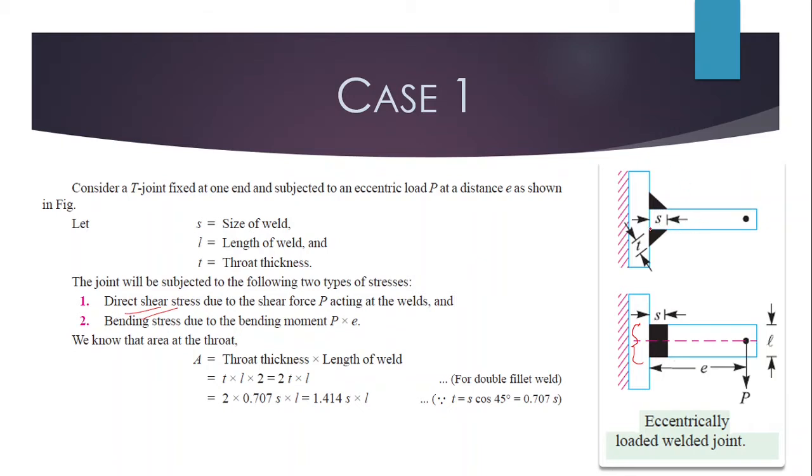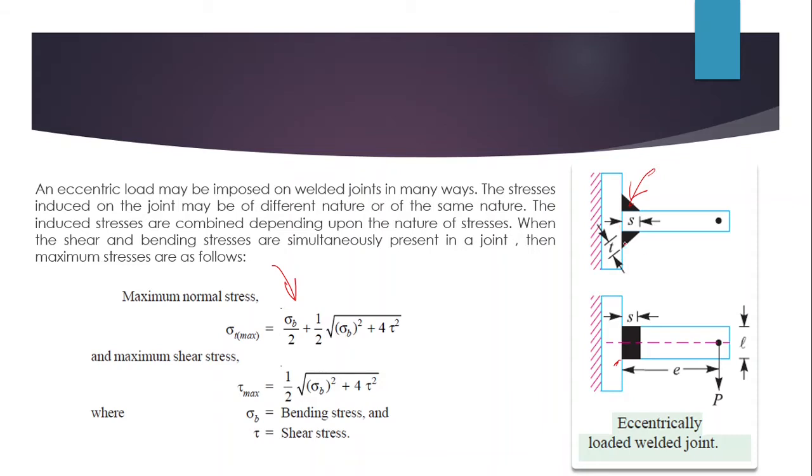Here we can see that this particular T joint is welded by two parallel fillet welds, double parallel fillet weld. These two metal parts are connected by double parallel fillet weld.